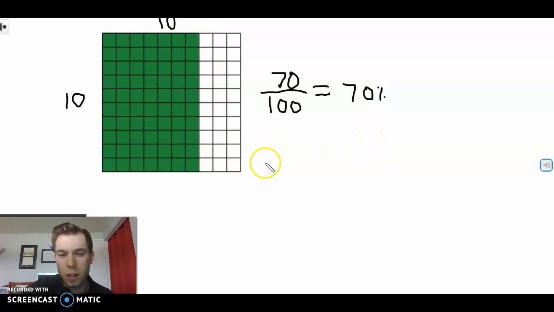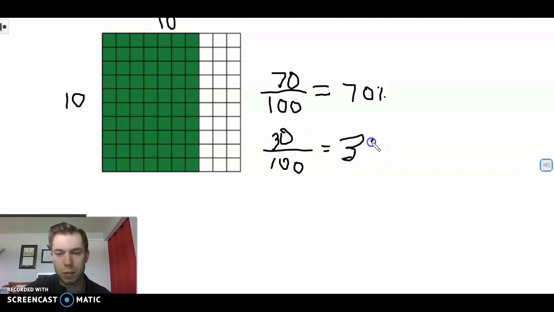What about the percent of the unshaded region though? Well, it's still out of 100 because it's a 100 grid as we talked about. But how many columns are unshaded? So we can go backwards to one. There's one whole column, so that's 10, 20, and 30. So that is 30 out of 100, or, well, that's a big old 3, or 30%.